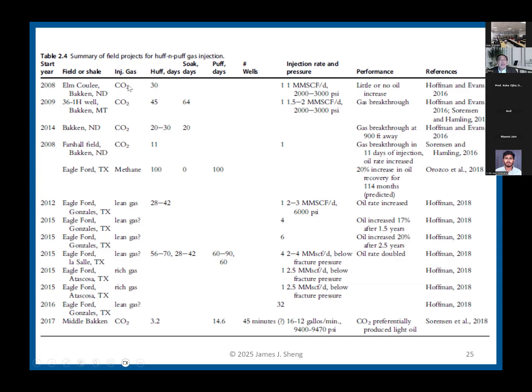Okay. So that's the first performance. Let's look at it. Here you have different gases: CO2, methane, lean gas. Overall, it looks like CO2 is the better gas, which is consistent with our experiment data. So that is the field projects.